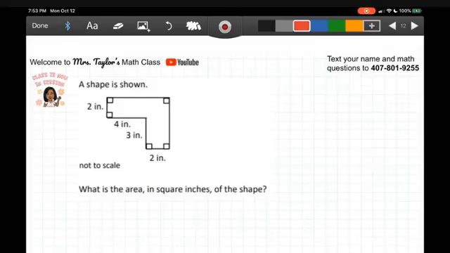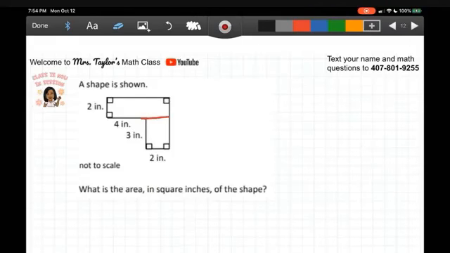So for the next question, it says a shape is shown, and it's not to scale. It says, what is the area in square inches of the shape? So to do this type of problem, you would need to break this shape up into pieces, into something that you would recognize. So the shape that everyone should recognize is a rectangle. So it's up to you how you want to break it up. I'm going to break it up like this, and I'm going to label my pieces.